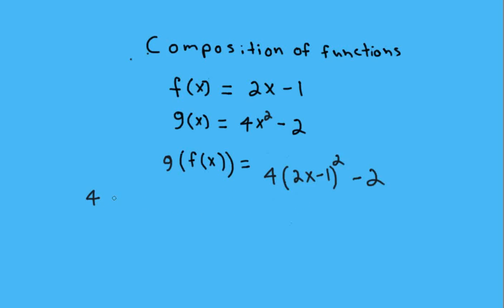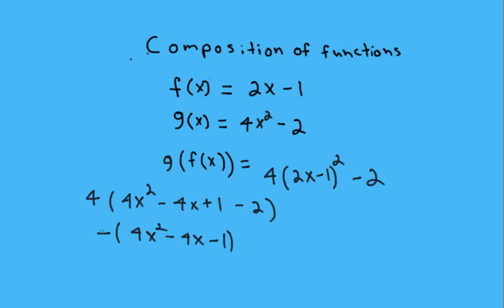So 4x squared minus 4x plus 1. And then we're going to minus that by 2. So now our answer here will be, in the parentheses, 4x squared minus 4x minus 1.